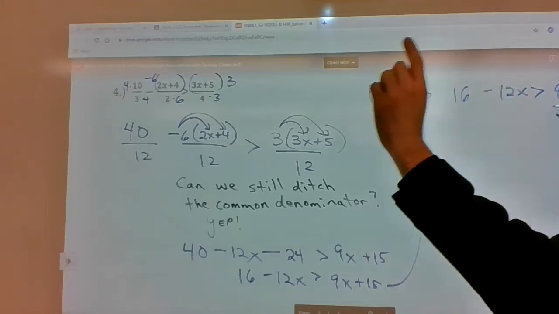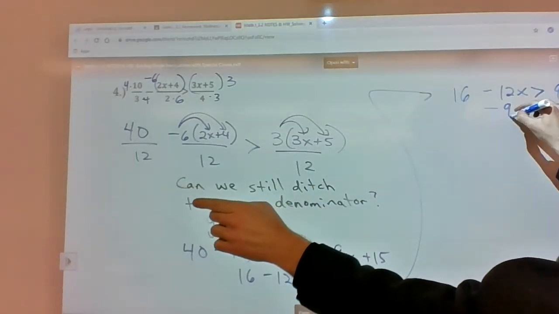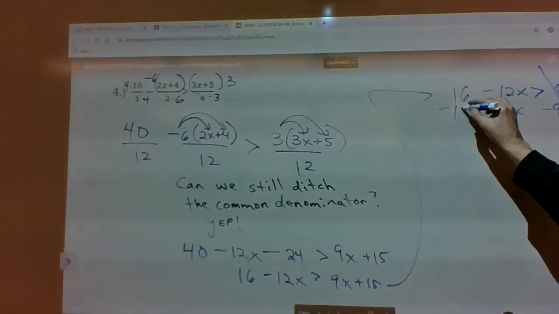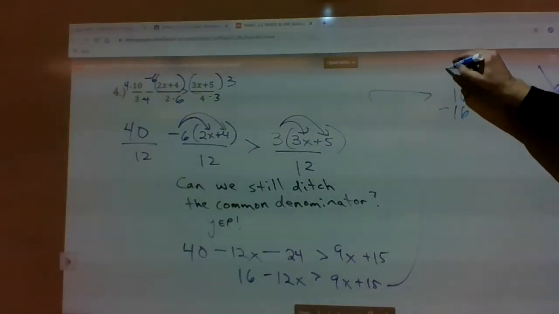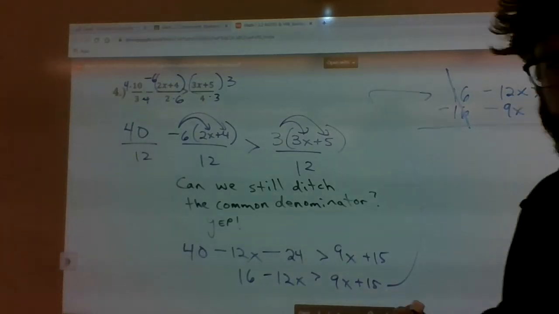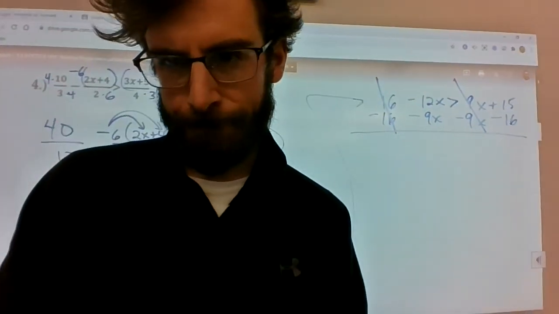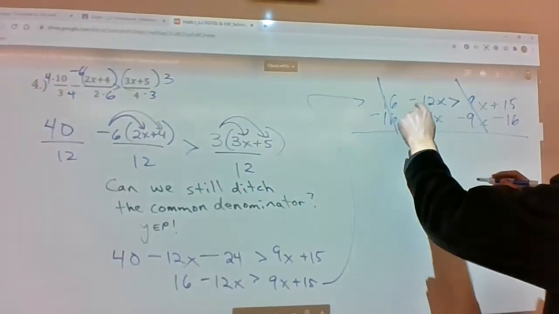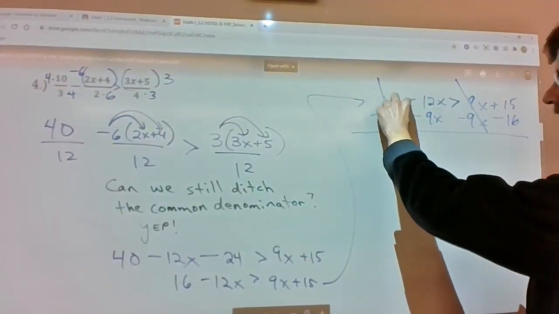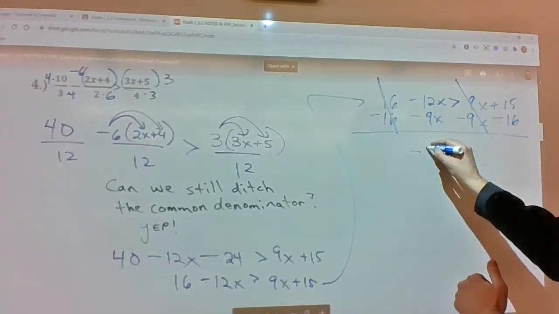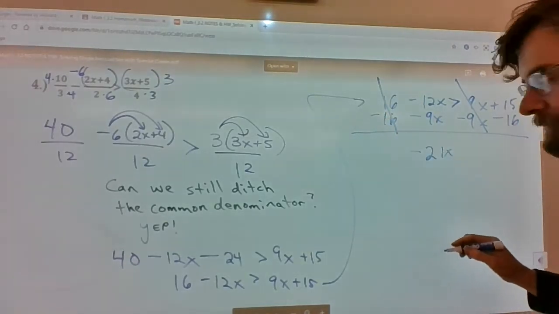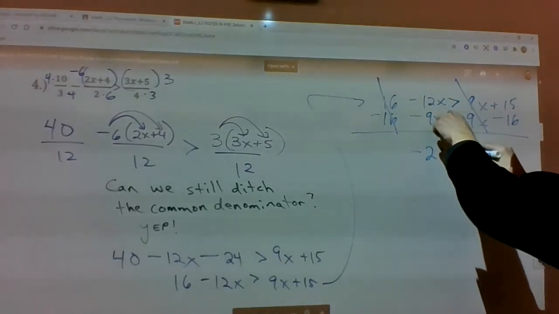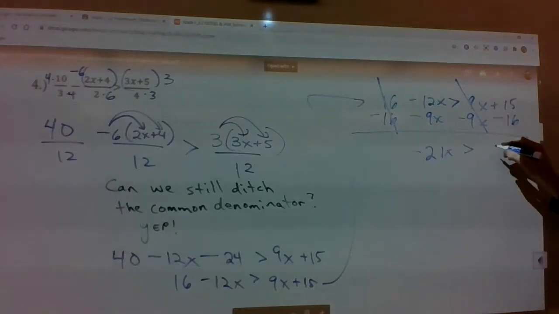Let's move the x's to the left and move the constants to the right. All right, can you guys see that? Sorry. So, same sign, add the two. Keep it negative. I didn't divide by any negatives yet, so keep it greater than. 15 minus 16 is negative 1.